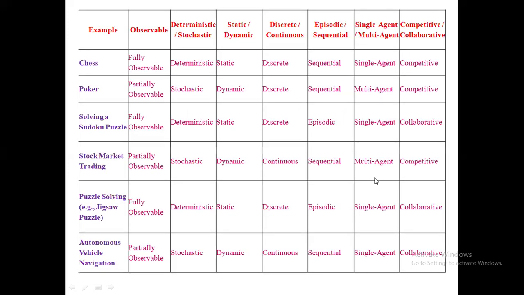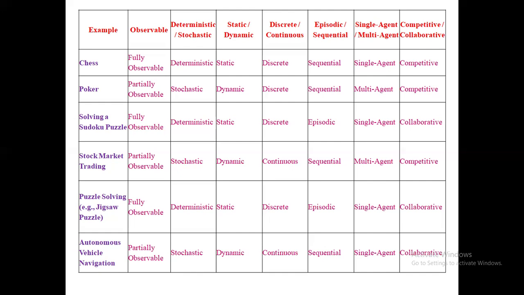We'll see some examples. The first example is chess. Here, whether it is fully observable or partially observable, for the different types, we are going to discuss. The first example is the chess example. Chess is a classic example of a fully observable, deterministic, and static environment. Every piece on the board is visible to both players and the rules are predefined, ensuring deterministic outcomes for each move.